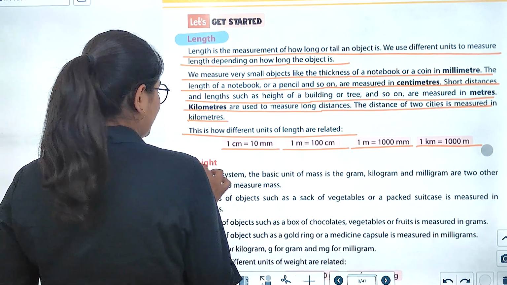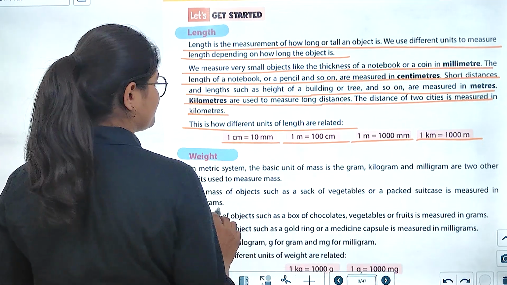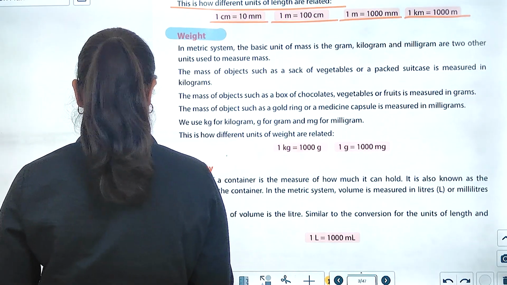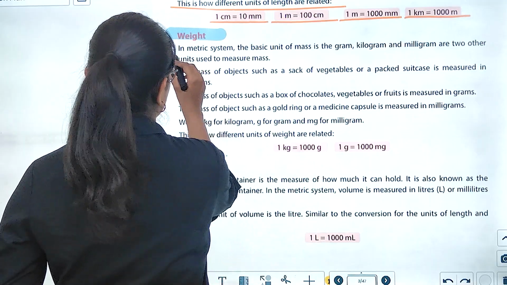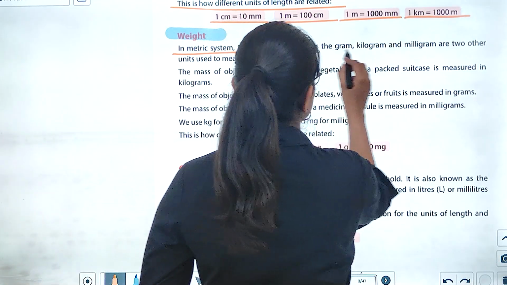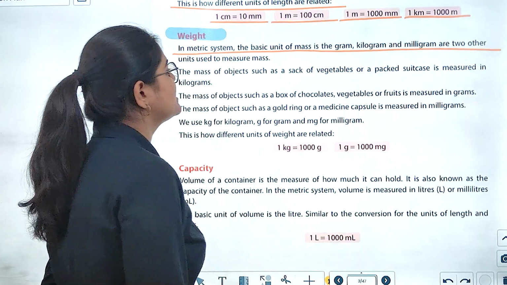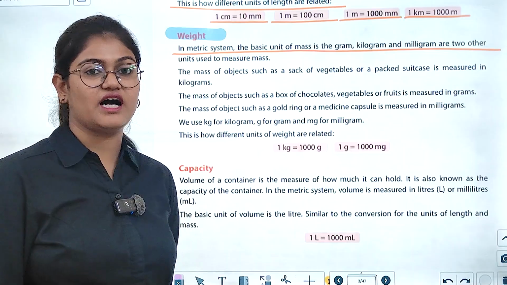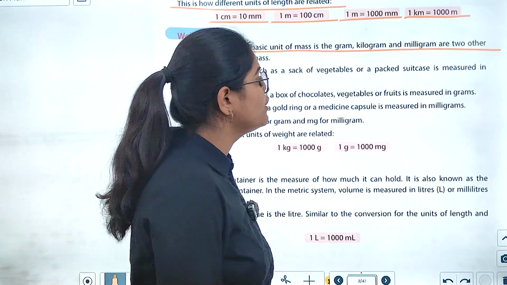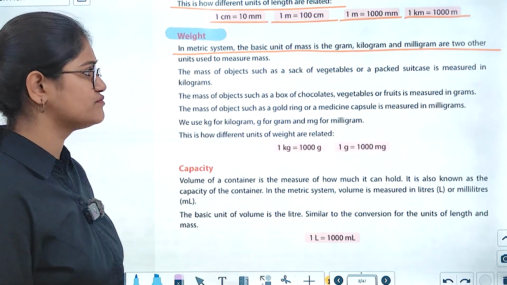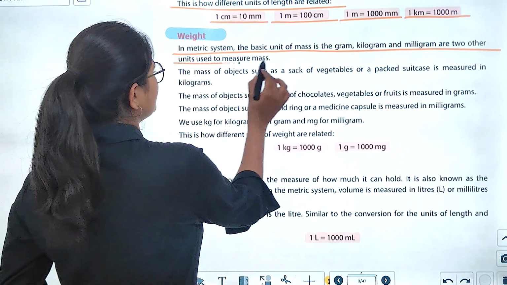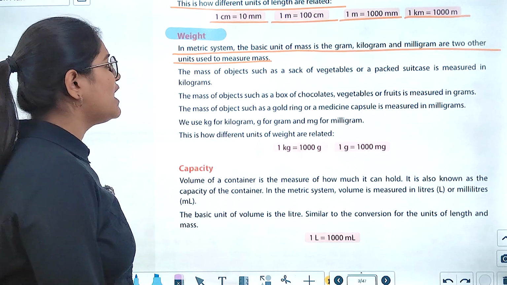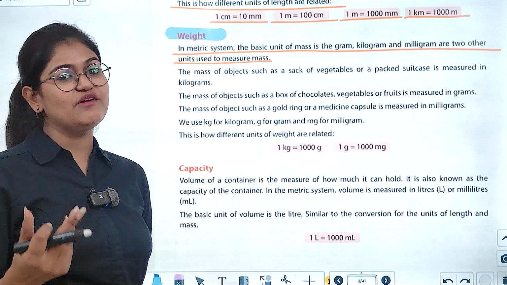Now, moving ahead, we have the next topic, that is weight. So, how do we measure weight? Let's see. It says, in the metric system, the basic unit of mass is the gram. The basic unit of mass in the metric system is the gram, right? Kilogram and milligram are two other units used to measure mass. And these are the units we use to measure mass, mass meaning weight, right?